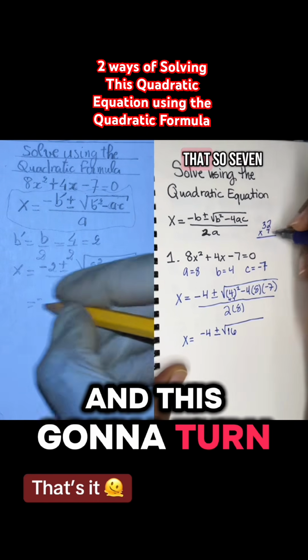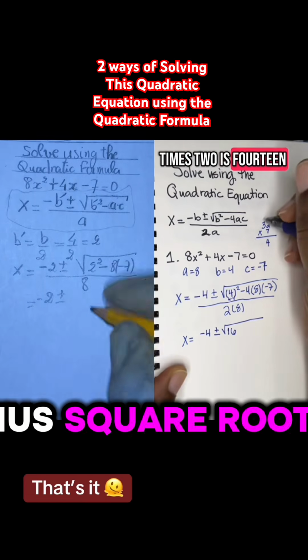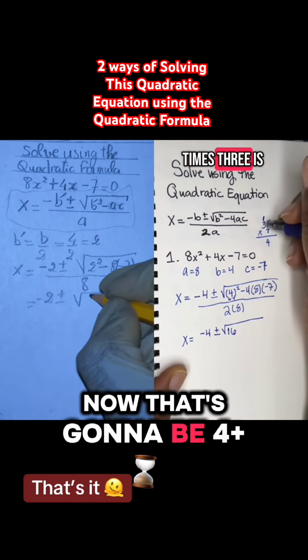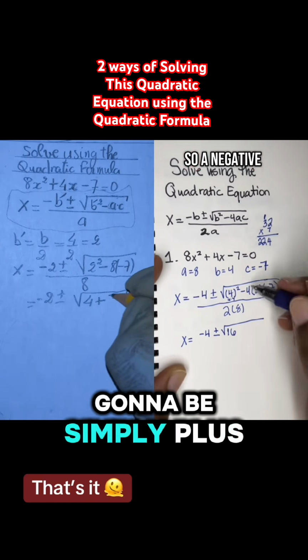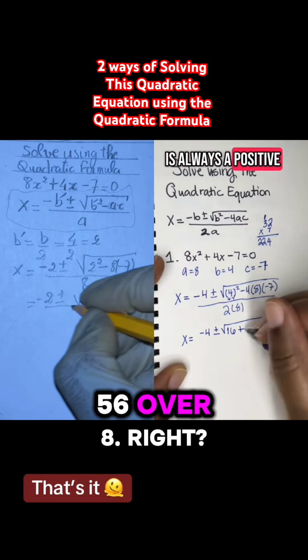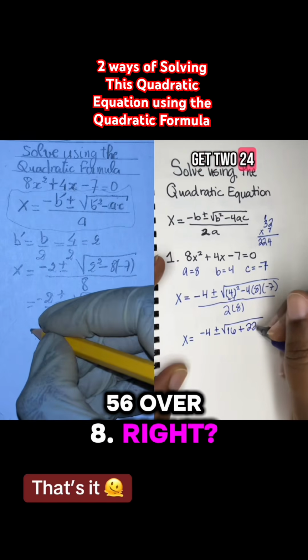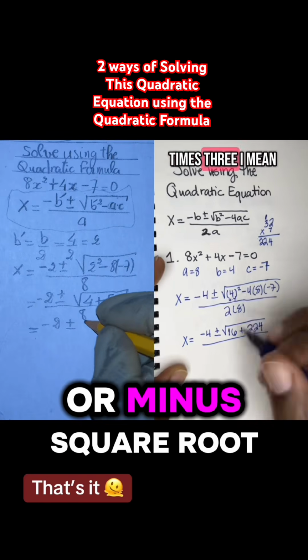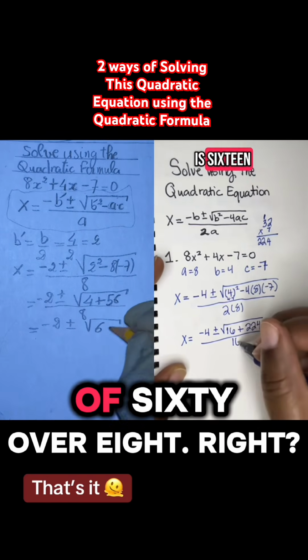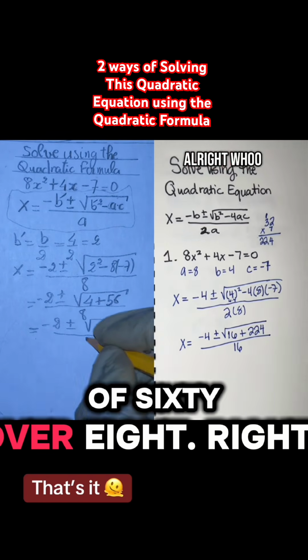And this is going to turn into -2 plus or minus the square root of 4 plus, -8 times -7 is simply plus 56, over 8. So this is going to turn into -2 plus or minus the square root of 60 over 8.